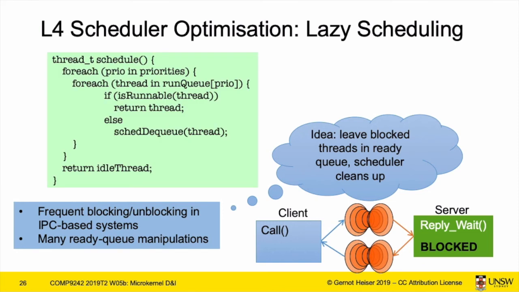It goes through the list of priorities, top down, looks at every priority level, looks at the list of queued threads, and checks whether the thread is runnable. If so, that's the one we want to schedule. Otherwise, dequeue it and keep on iterating. This is how L4 kernels have been built for a long time. What could possibly go wrong?